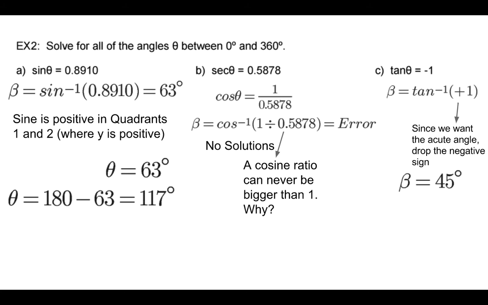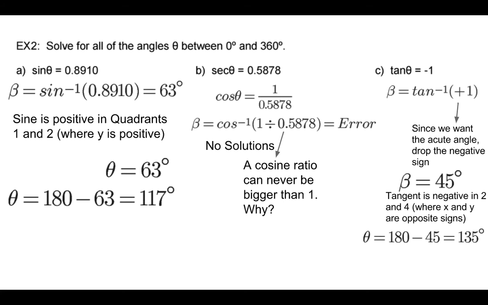Tan is negative where either x is negative and y is positive, or y is negative and x is positive. So in the top left quadrant, x is negative, y is positive. So we do 180 minus 45 for the first one, 135. And then in the bottom right quadrant, x is positive and y is negative. So 360 minus 45 will get you the other answer. The only other one you would try is 225. But at 225, x and y are both negative, so that would give you a positive one.